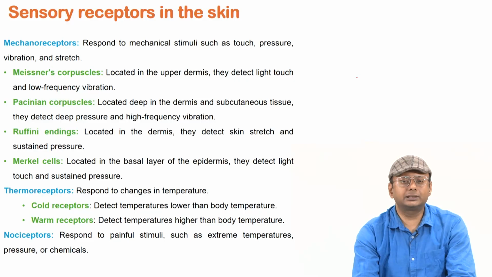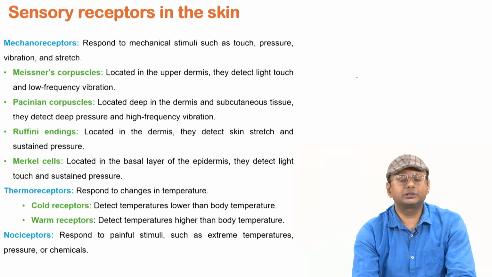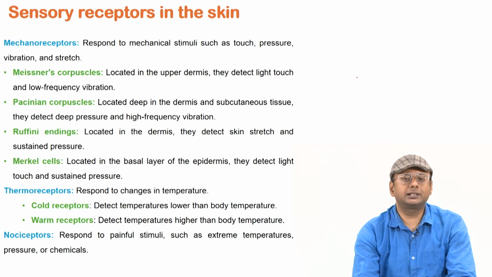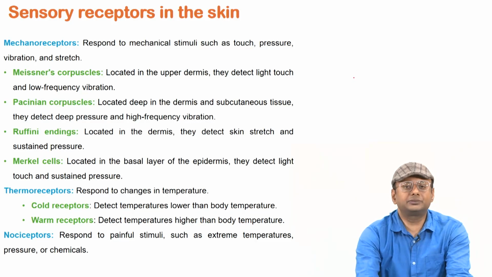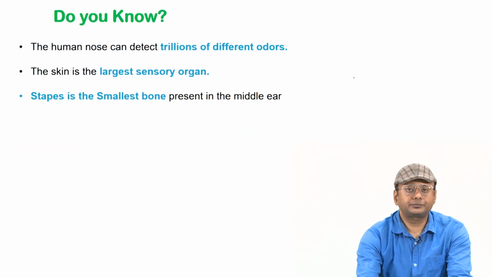This helps us understand whether we sense any type of pain or not, and immediately if we sense any pain, warm or cold condition, these will get processed, and initially through the sensory nerve the signals will be transmitted to our brain, and after the perception and processing it will show as a reflex action. So do you know the human nose can detect trillions of different odors? The skin is the largest sensory organ, right, and the stapes is the smallest bone present in the middle ear.